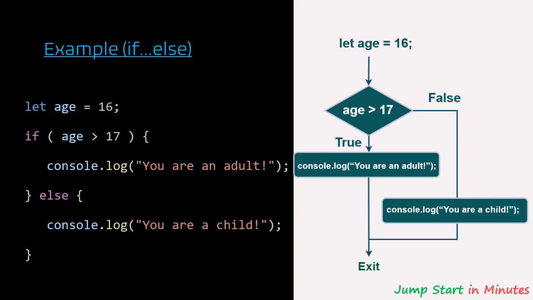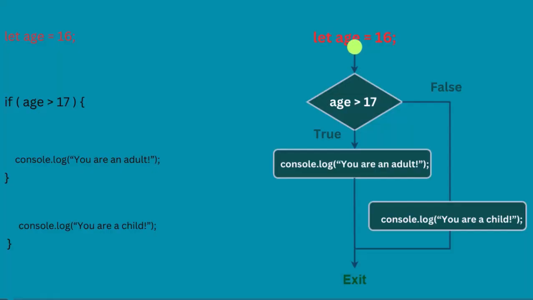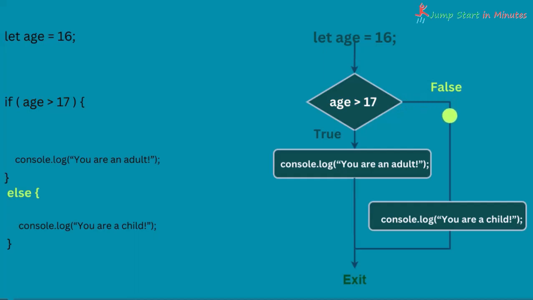Now let's look at this example. In this case, we are declaring a variable age. We are assigning a value of 16. In this case, we have both the if block as well as the else block. Since the condition is not true, it will go into the else block and it will log on to the console you are a child. Let's see that in an animation. Here we see the value is declared, the condition is checked. Since that's not a true condition, it goes into the else block, logs the value you are a child onto the console and exits out of the if block.